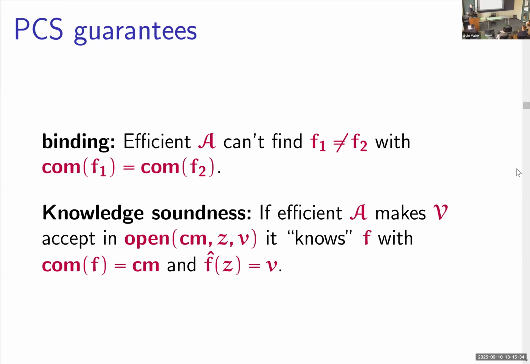And the second requirement is knowledge soundness, which means that if some efficient A can make V accept an open CM, Z, V with more than negligible probability, then in some sense, we can formally define it, it knows an F such that the commitment of F is CM and F of Z is V.